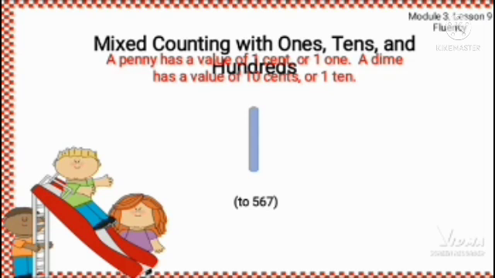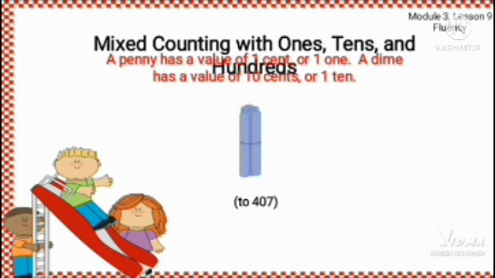Now count from 580 to 567 using ones. Okay, so we have 579, 578, 577, 576, 575, 574, 573, 572, 571, 570, 569, 568, 567. Good job. Let's say it to help you remember your numbers forever. Alright, so we're at 567.